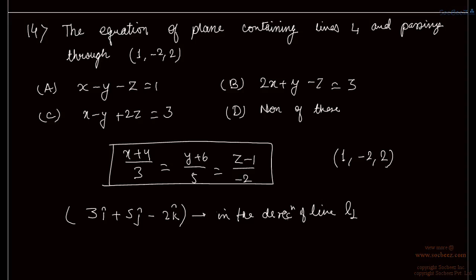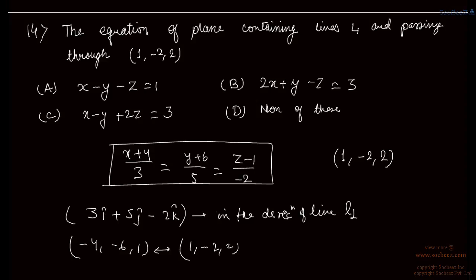And we can find one more vector which is also on the plane, which is also perpendicular to the normal vector of the plane, because it is parallel to the plane. That vector will be from the point 1, minus 2, 2 and a point on the line. Let us take the point on the line as minus 4, minus 6, 1. See, this is a point on the line as given, x plus 4, y plus 6, z minus 1. So minus 4, minus 6, 1 is a point on the line, and we have another point on the plane as 1, minus 2, 2.